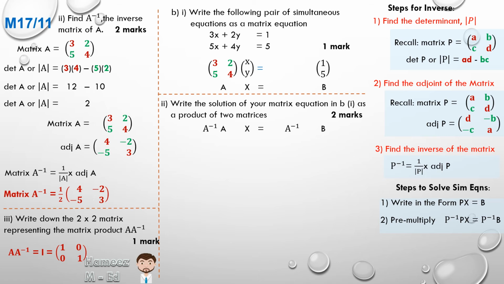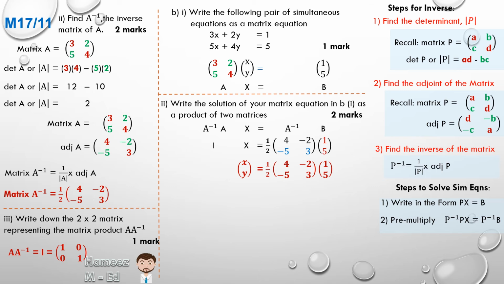How does that help us? Well, A inverse by A, as we worked out in part 3, was the identity matrix 1, 0, 0, 1. So we can replace it and say I X is equal to, and we can substitute for A inverse, which we got in part 2. So A inverse is a half by 4, minus 2, minus 5, 3 by B, 1, 5. And I by X, the identity matrix by another matrix, will just give us the X. And we know X is the x and y values that we need to solve the simultaneous equations for. So x, y is equal to a half by 4, minus 2, minus 5, 3 by 1, 5.